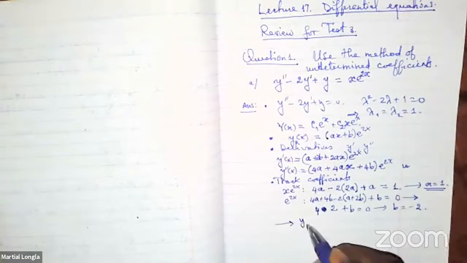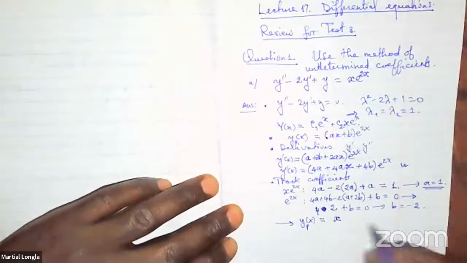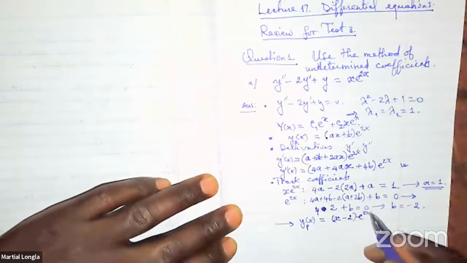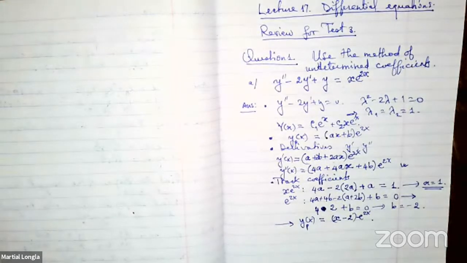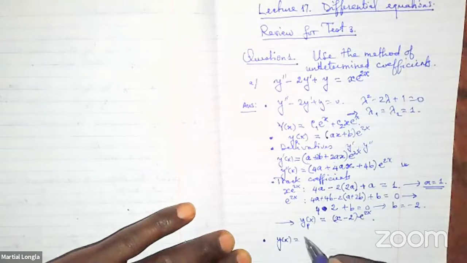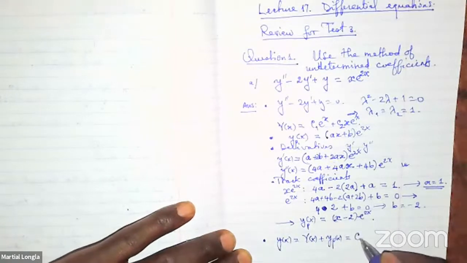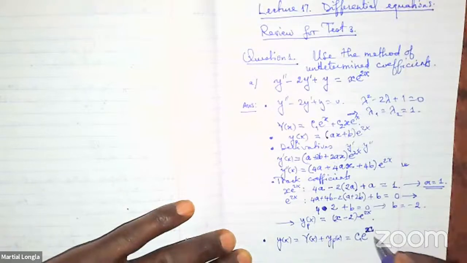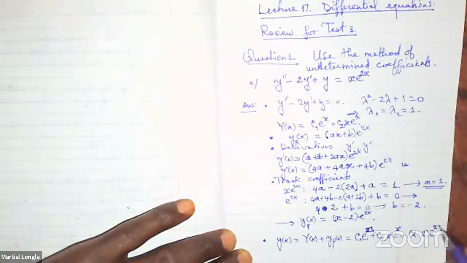Now you report YP using the found numbers. A is 1, so that is x. B is minus 2, so that's minus 2 times e to 2x. Now tell me, how do I end the problem now? Y of x is going to be equal to big Y of x plus YP of x. The solution is going to be the solution of the homogeneous problem plus a particular solution that we just found. That's C1 e to the x plus C2 x e to the x plus x minus 2 e to the 2x. That's it. Which means we are professionals already.